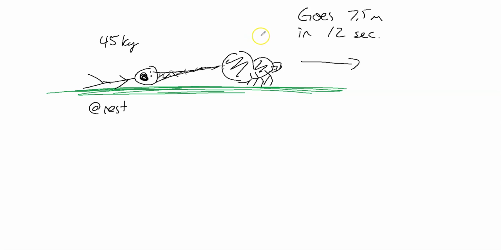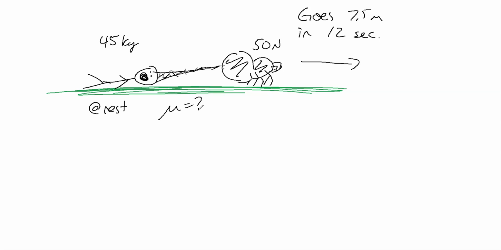And let's say the spider here is pulling with 50 newtons of spider force. So it starts at rest, pulls with 50 newtons, goes 7.5 meters in 12 seconds, and the guy's 45 kilograms being dragged across the ground. So what is the coefficient of friction between the person and the ground?